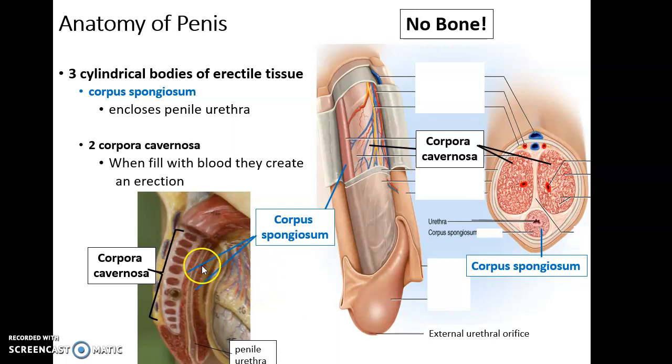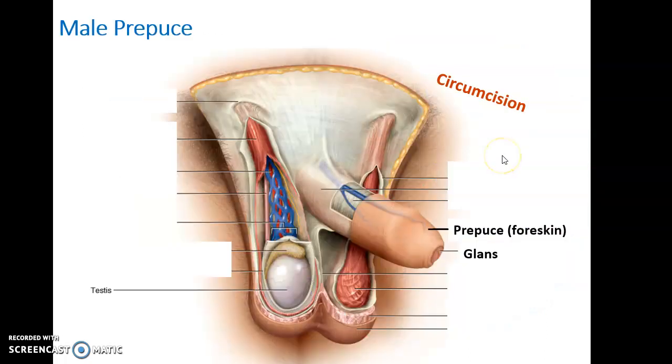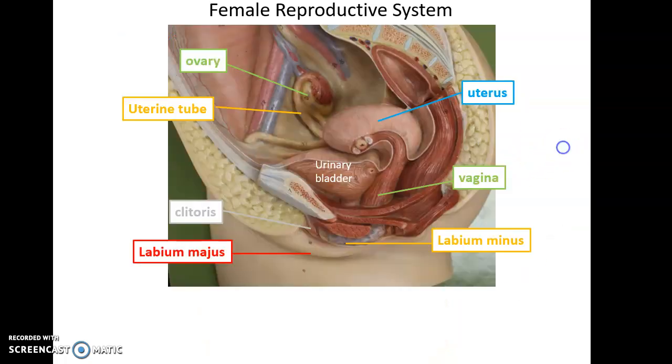And here they are in our model, corpus spongiosum around the penile urethra and the corpora cavernosa that fills with blood. When a male infant is born, they have a prepuce or foreskin that covers the glans or head of the penis. These can be removed via circumcision, purely optional. Some parents have it done to their children, some do not.